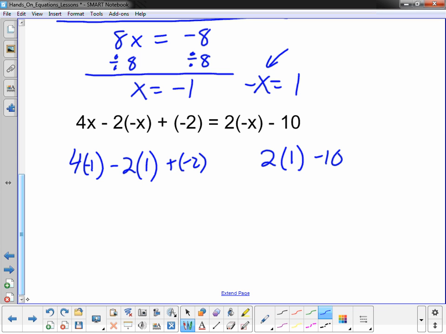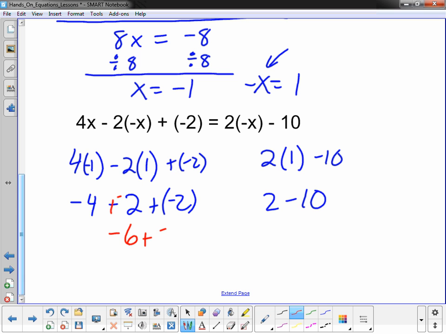So 4 times a negative 1 is a negative 4. Minus 2 times 1 is 2, adding a negative 2 to that. On the other side, 2 times 1 is 2, and I'm subtracting 10 from that, just like it says in the problem. Now, add a line, change the sign. I got a negative 4 plus a negative 2, which gives me negative 6, plus another negative 2, which gives me negative 8. 2 minus 10 is 2 plus a negative 10.